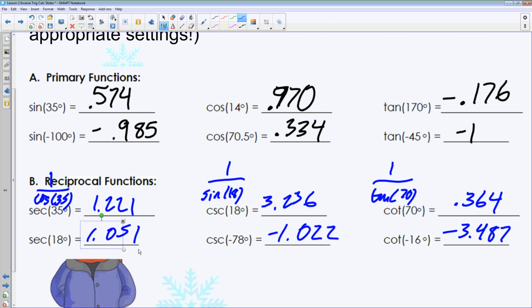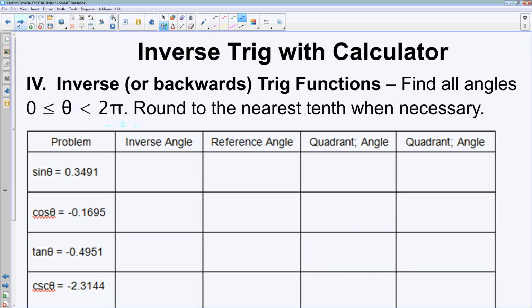All right, so now let's move on to the last section of the notes. This gets a little bit more difficult, but not too terribly much so. Our goal is to find our angles. We're finding the inverse now, not just the angle or problem the way it is. We're going to round to the nearest tenth when necessary because these are all going to be angles.